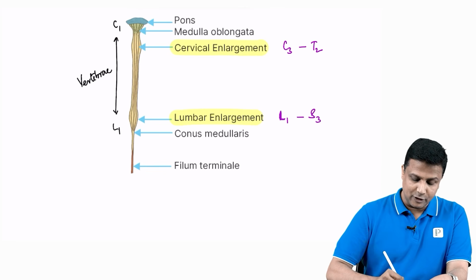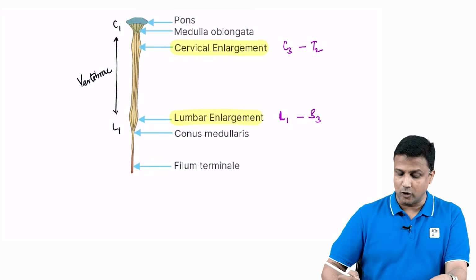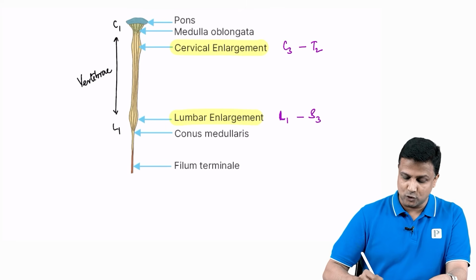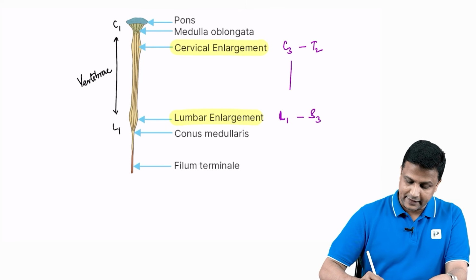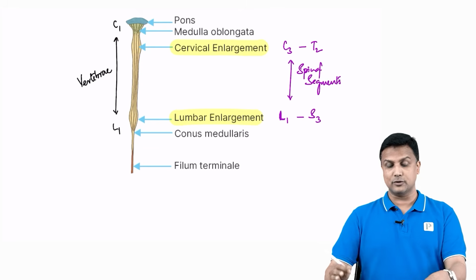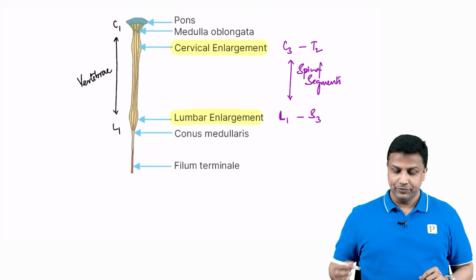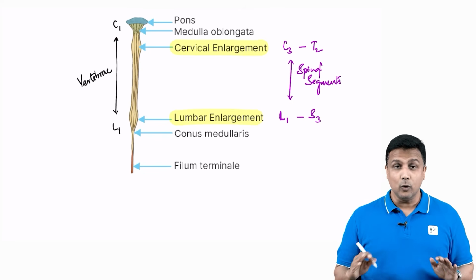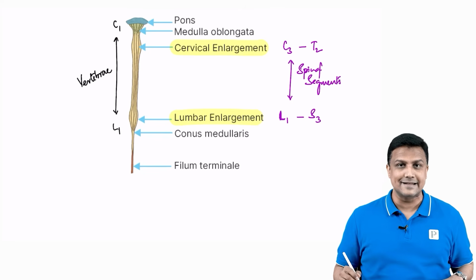But whatever I told you about the enlargements of the spinal cord, that is C3 to T2 and L1 to S3, these enlargements are not with respect to vertebrae, they are with respect to the spinal segments only. It is with respect to the segments of the spinal cord, not vertebrae. So this C3 to T2, L1 to S3 is not vertebrae, it's actually the spinal segments.